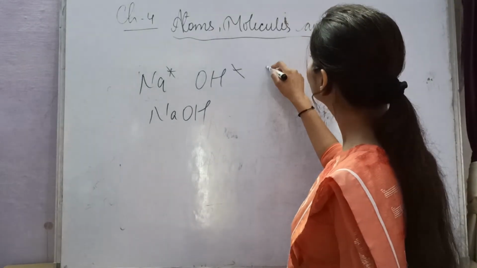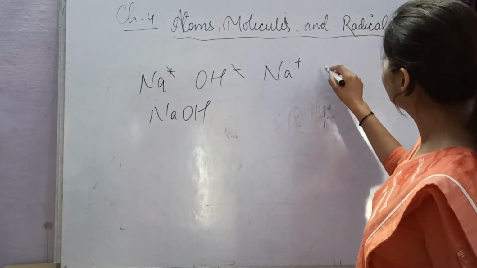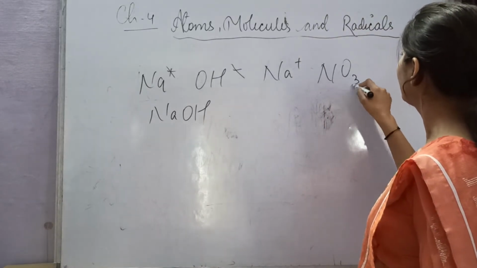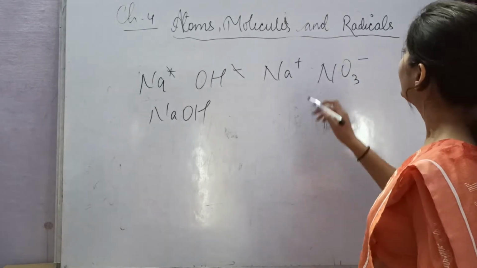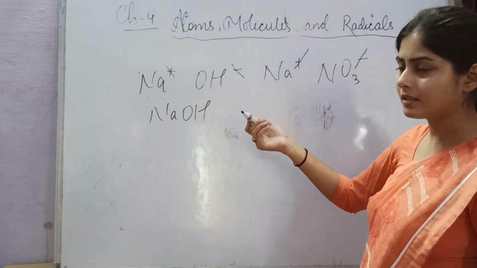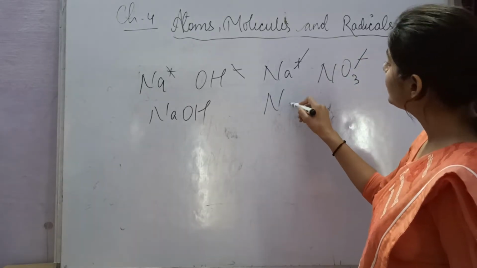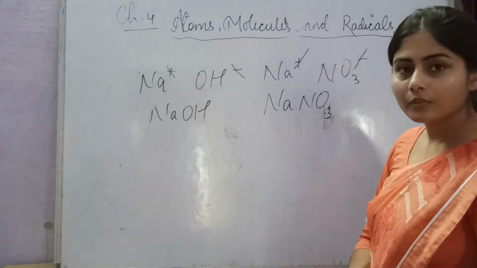Okay, let's see some more. Sodium has a positive charge, and this time we will take a negative radical, nitrate. Alright? Now these charges can cancel each other, positive and negative. What compound will you get? Sodium nitrate, NaNO3. Right everyone?